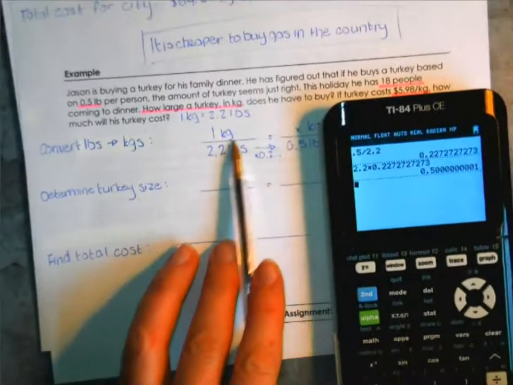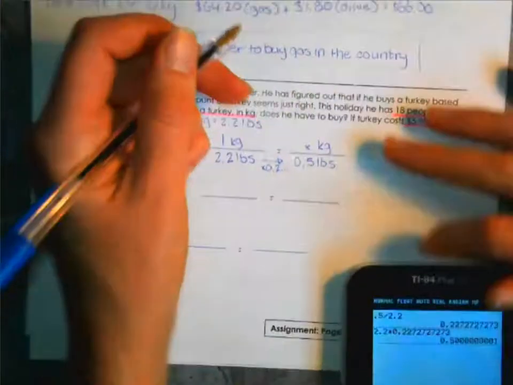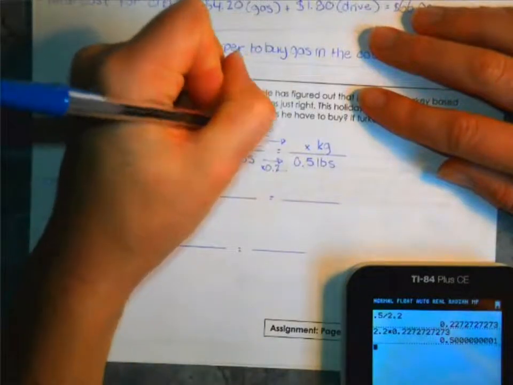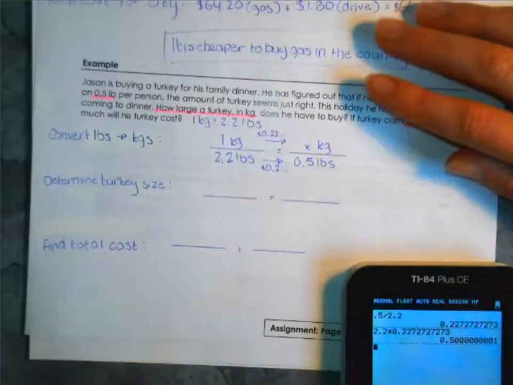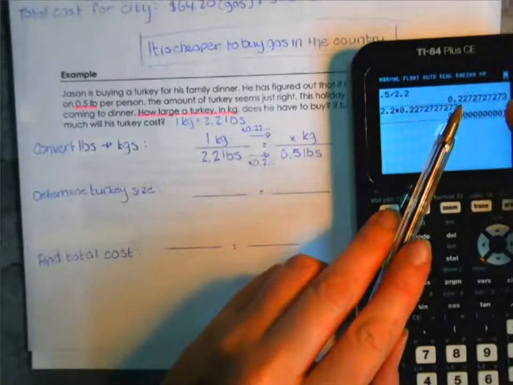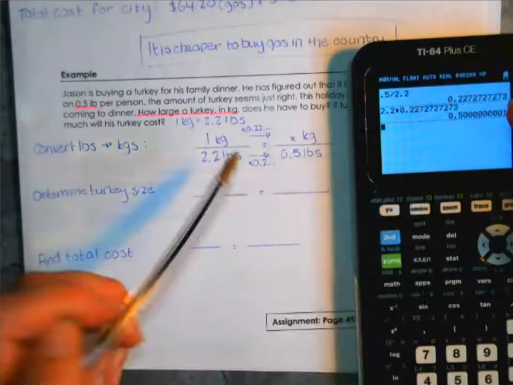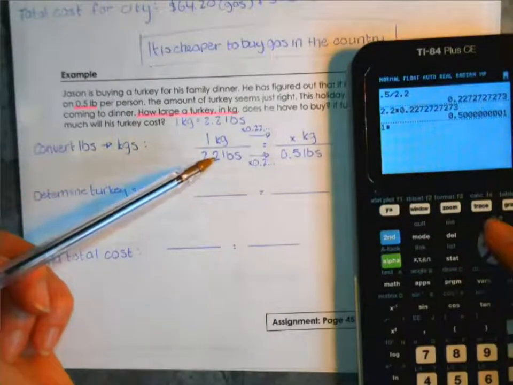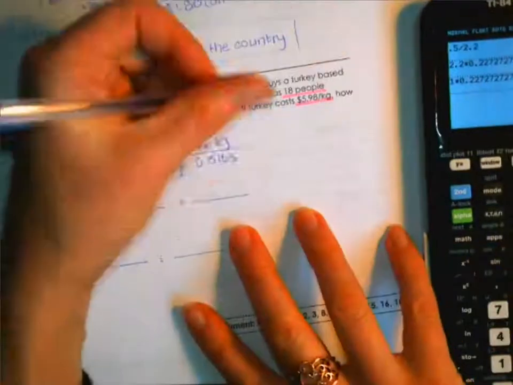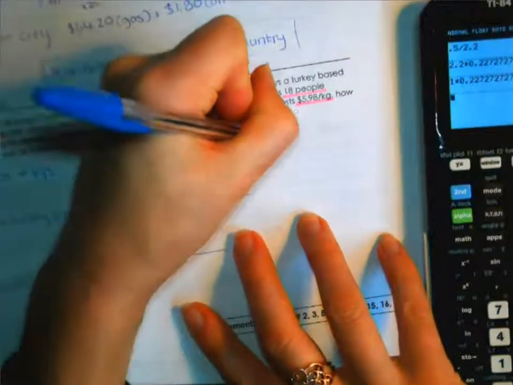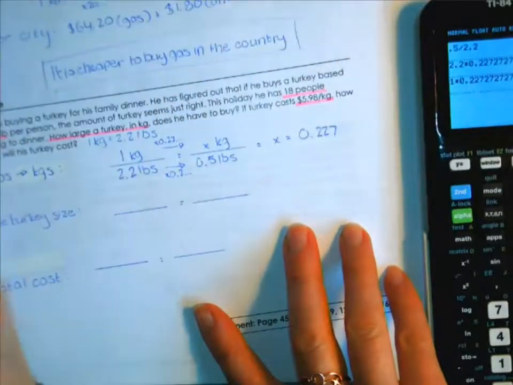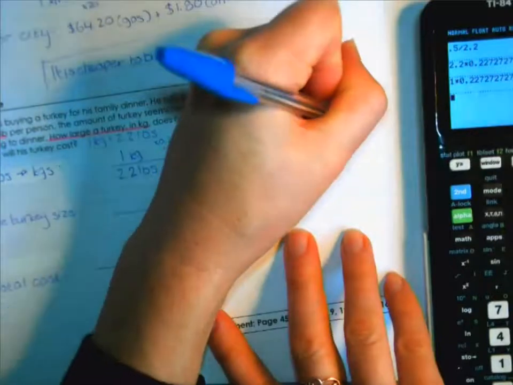So then all we would have to do here is say 1 multiplied by the same value, 0.22. I'm just going to draw a dot dot, but when you guys are doing these calculations, make sure that you use the full value here so that you get the most accurate number possible. So we're going to do 1 times 0.22, which obviously is just going to be the same thing. So now we can say x equals 0.227 kilograms per person.